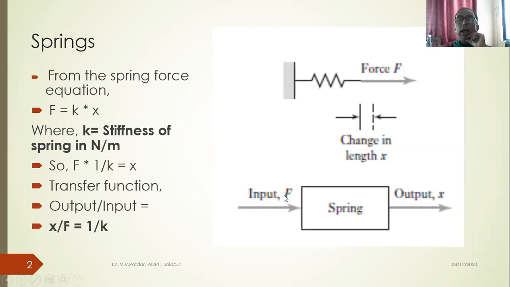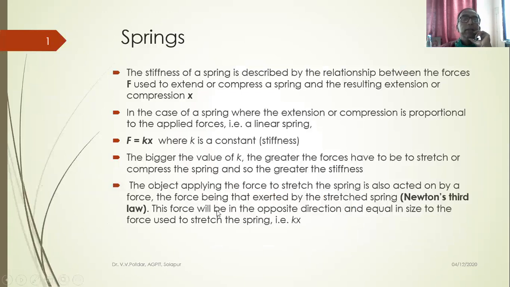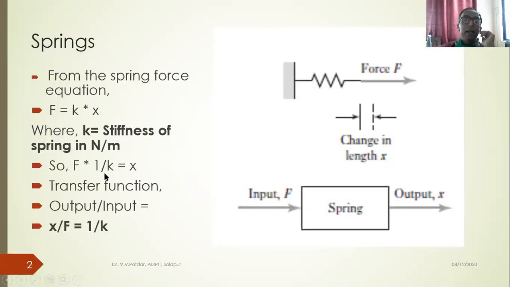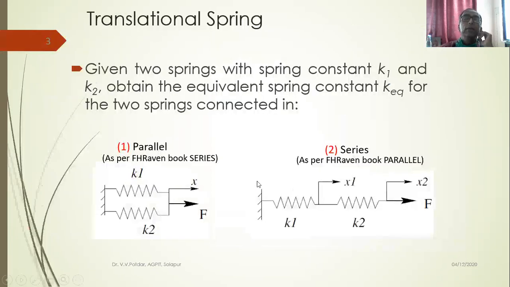Left-hand side element F into 1 upon k. So F into 1 upon k is equal to the right-hand side, which is x. So this is how I will be reading the block diagram representation of a spring. So this is how I can make use of this representation method, by using the direct equation F is equal to kx, converting it into transfer function format, and then using a block diagram representation. Okay, so this translational spring we'll study a bit further.